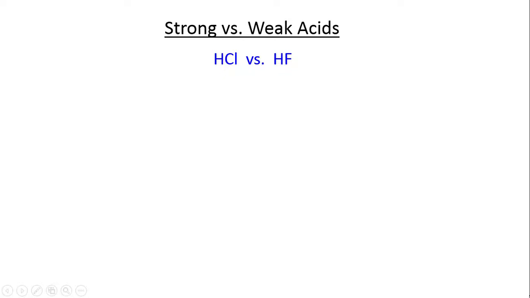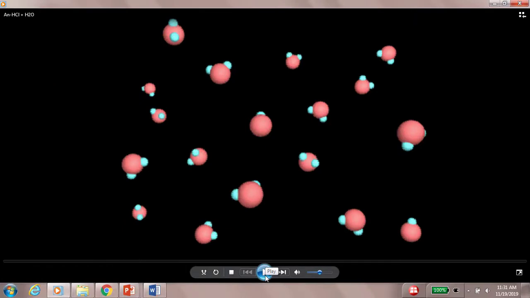The designation of strong and weak acids has to do with the extensiveness of the reaction with water. We can perhaps understand this idea of strong versus weak by looking at these animations. First, we'll look at hydrochloric acid, HCl, in water.